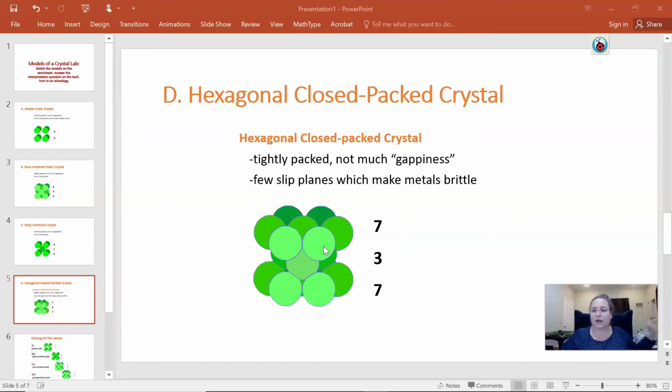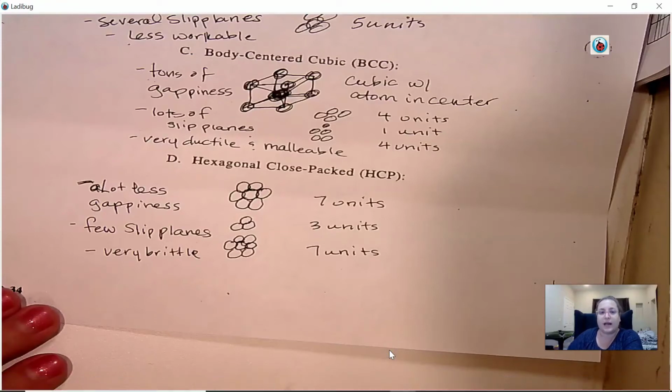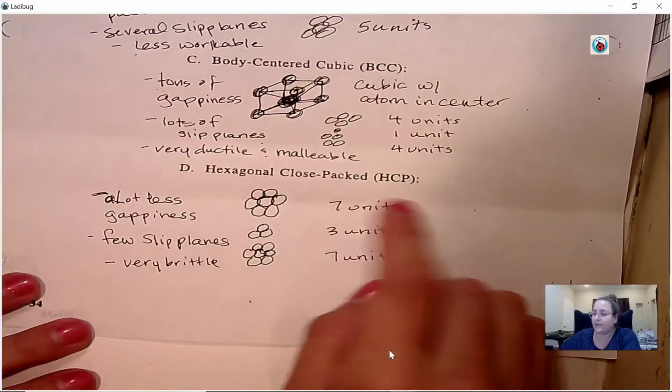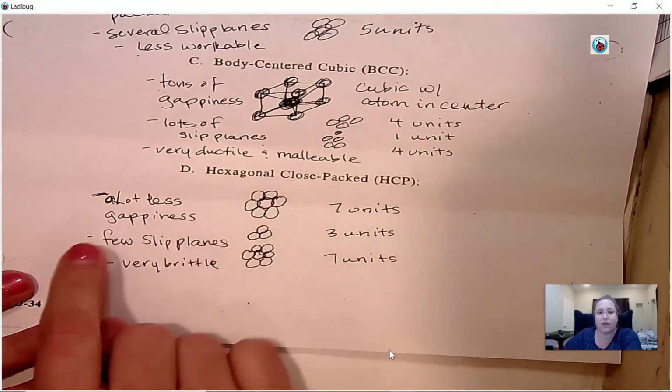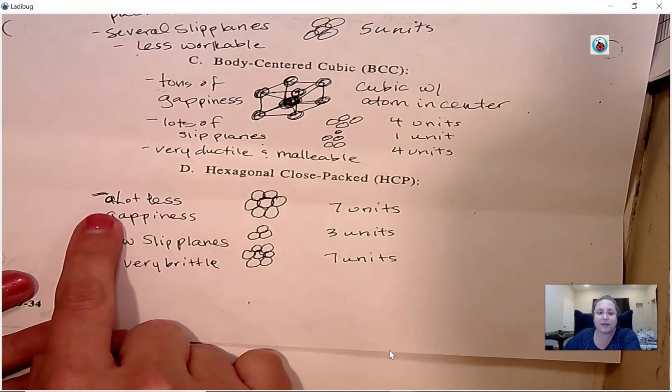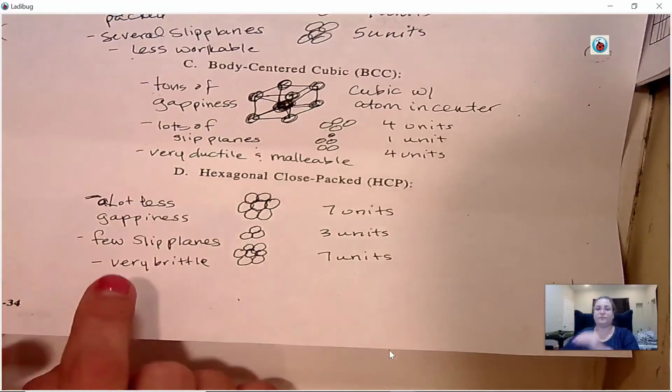So this one was really kind of hard for me to draw, so I didn't draw my cubic type model. I just drew how it is stacked on each other. So I had my 7 units on top of 3 units on top of 7 units. It has a lot less gappiness, a lot fewer slip planes, and it is very, very brittle.